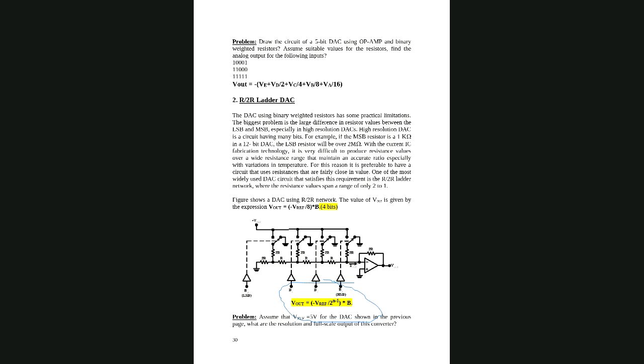I'm just looking at the digital input and the analog output. So what is K? What is the full scale? 9.375, we just found, right? And the analog output over the digital input is what? 1111, which is 15. Very simple. Minus 0.625.